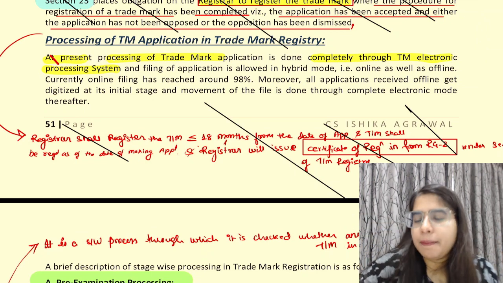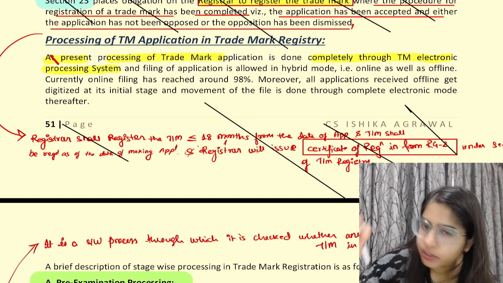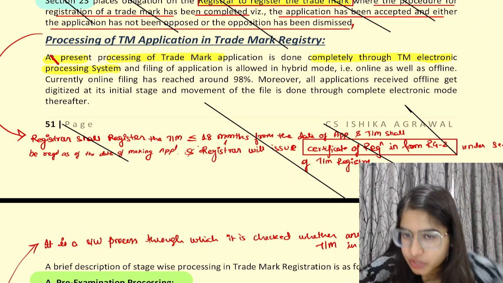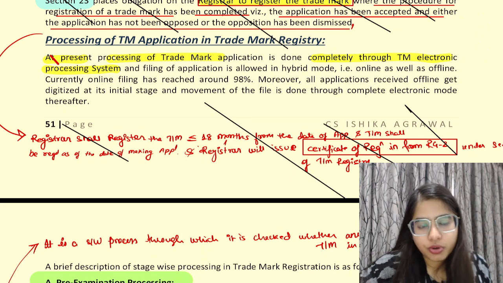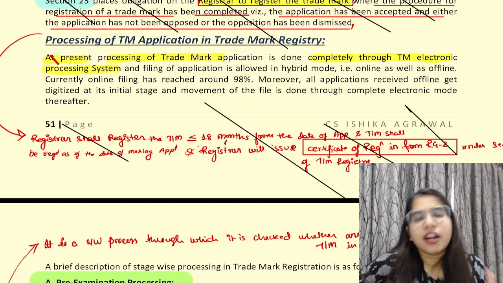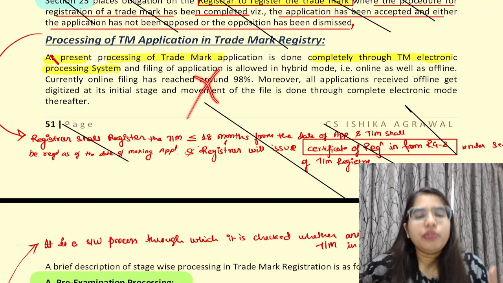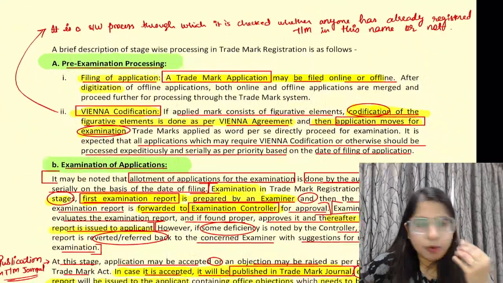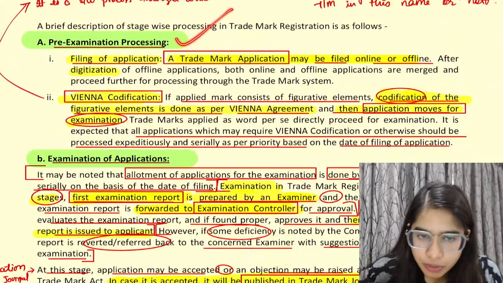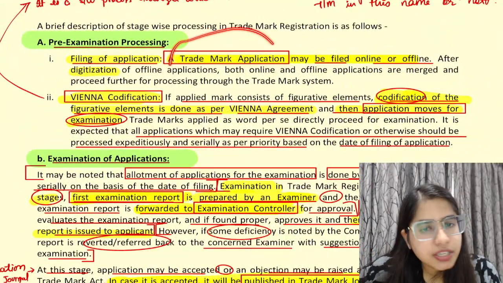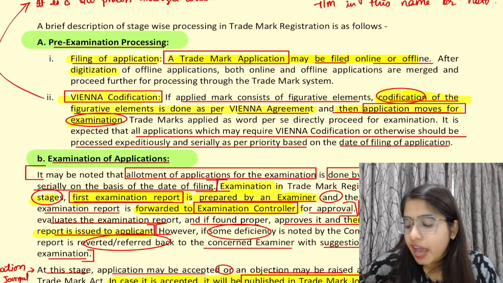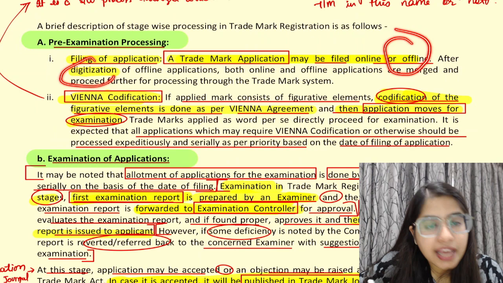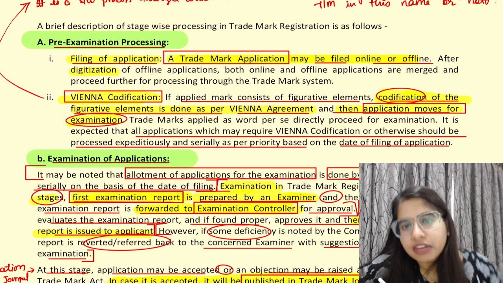So all the applications that we receive, we process electronically only. Even if we receive a physical application, we convert it into electronic, and the processing is done in electronic mode only. 98% of people have started filing electronically now. Not very relevant. After that, the process is given. First is pre-examination processing. Please understand that first we will make the application. The application can be filed either online or offline. And if it is filed offline, then we digitalize the application, meaning we convert it online.